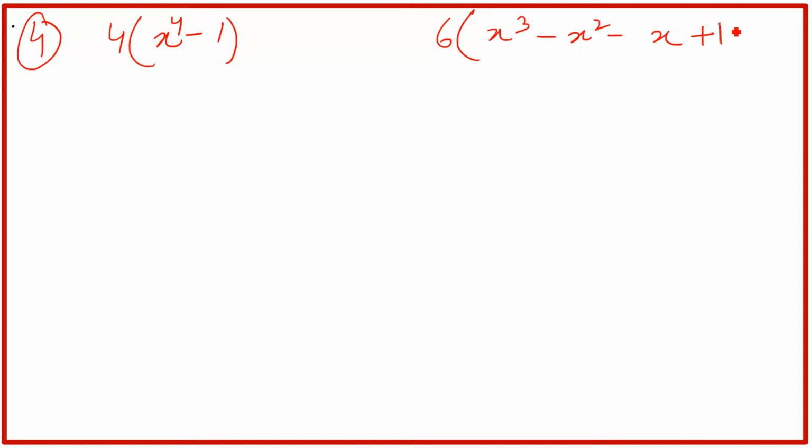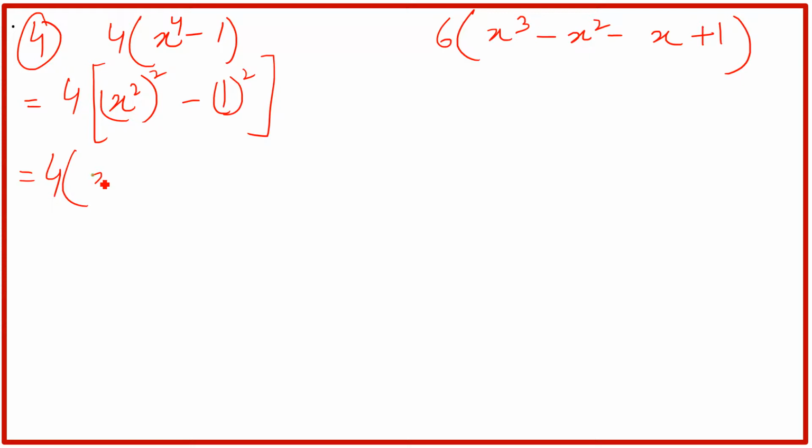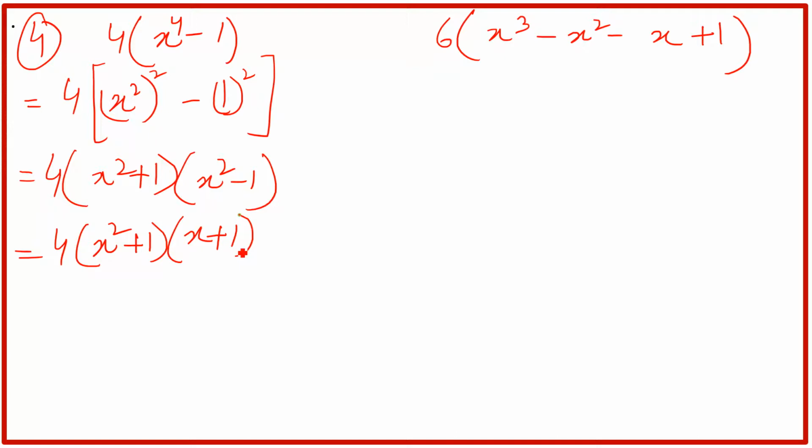Right, one more question I will solve for you. It is 4x⁴ minus 1. Right, and here we have 6x³ minus x² minus x plus 1. So see, this is the square of the first term, square of the last term. So it will be equal to x² plus 1, x² minus 1. Again, this is a² minus b². So x plus 1 multiplied by x minus 1.